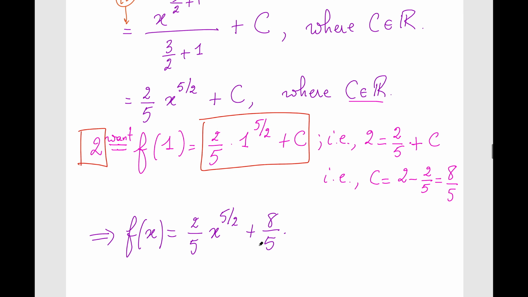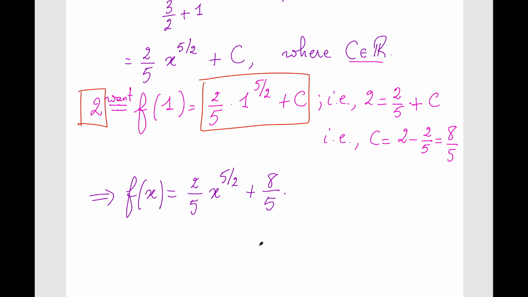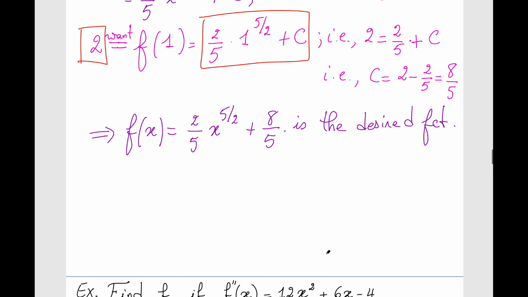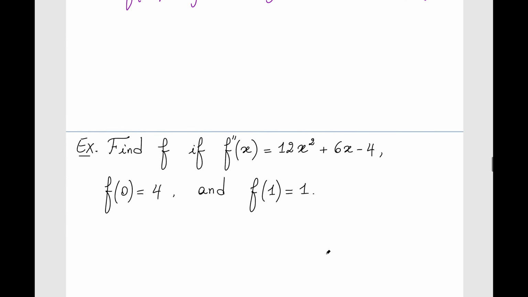All right? So this is the desired function. Make sense? Excellent. Moving on.